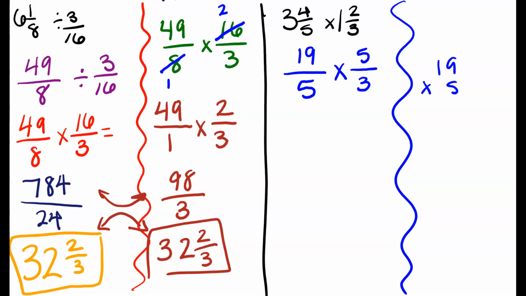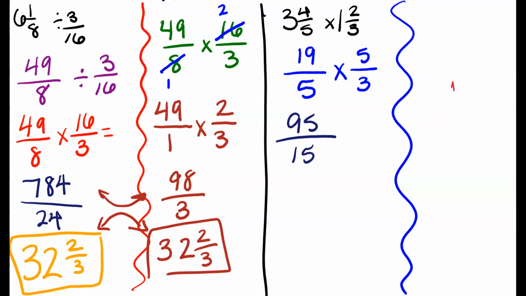19 times 5. 9 times 5 is 45. 1 times 5 is 5, plus 4 is 9. I thought that looked funky. So I'll get 95 over 5 times 3, which is 15.